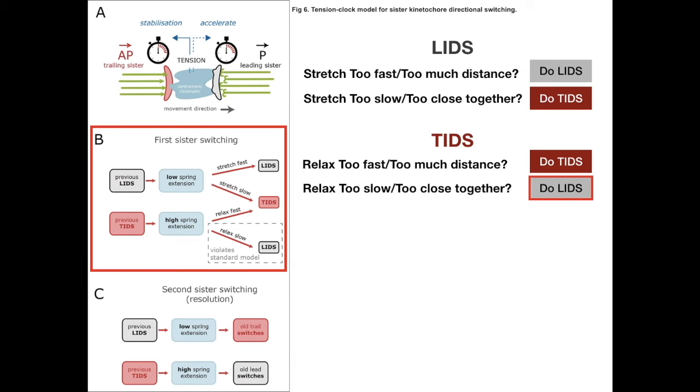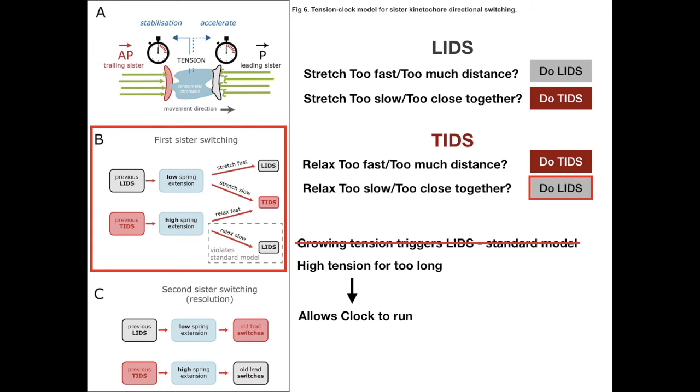This contradicts the standard model in that, over time in an oscillation after a TIDS, the tension is slowly decreasing. Yet, a LIDS can still be triggered from it. This shows that it is not the growing tension between the sisters that triggers the LIDS, but rather a high tension between the sisters that has been maintained for too long, allowing the clock to click into place and help balance out the system.